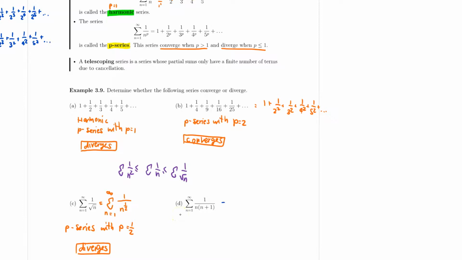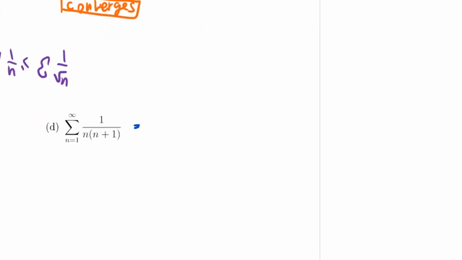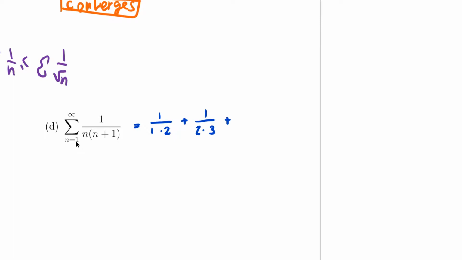So if I were to write this guy out, let me write out the sum first. This thing is going to equal 1 over n times n plus 1, right? And my n starts from 1, so it's going to be 1 over 1 times 1 plus 1, which is 2. The next term is going to be 1 over 2 times 2 plus 1, which is 3, plus 1 over 3 times 4, plus 1 over 4 times 5, plus 1 over 5 times 6, and so on.